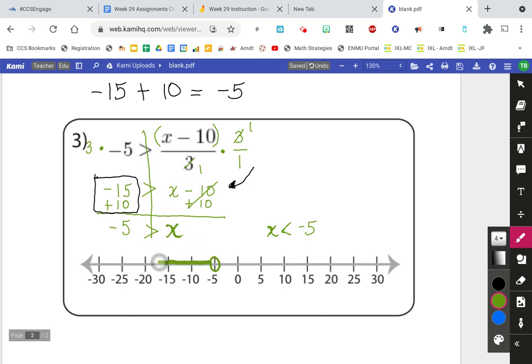So that would be all of these numbers on the left. So I would just color those in, and that's the graph.